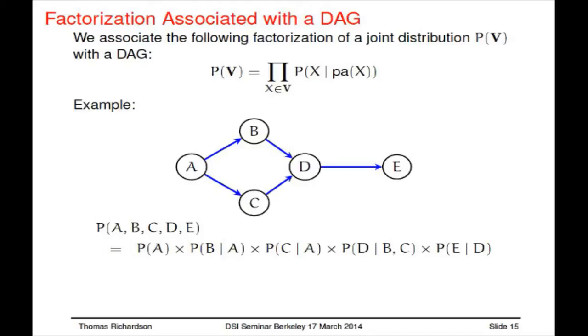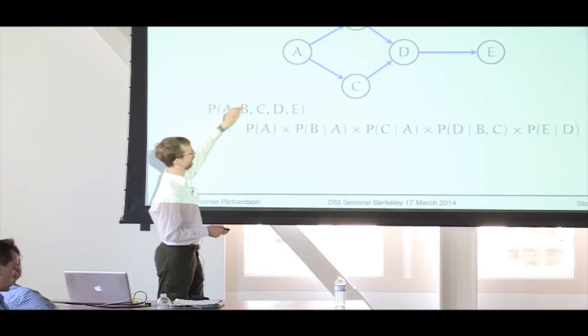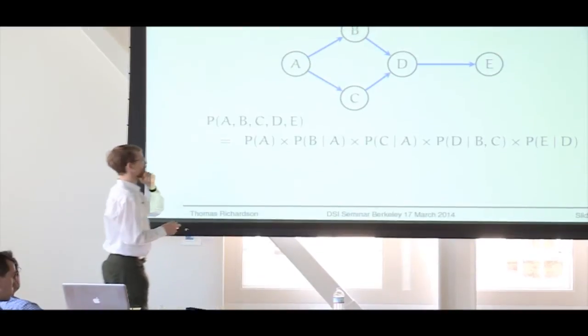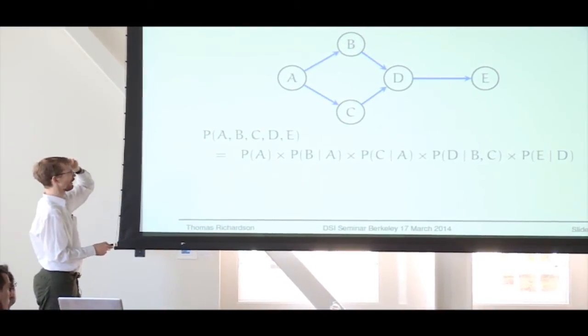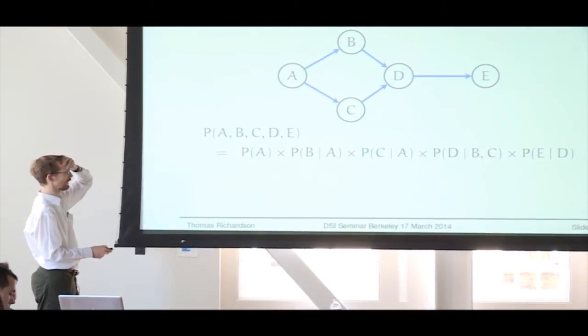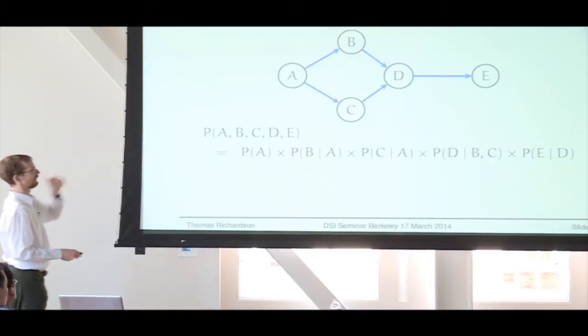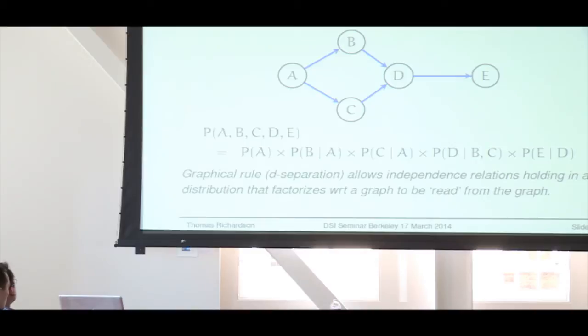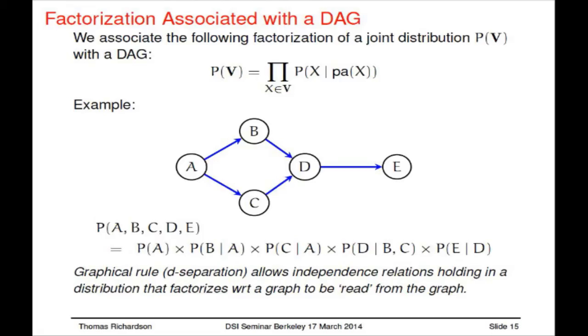So, for instance, if this is our graph, then we would associate with this graph a factorization into P of A, because A has no parents, P of B given A, C given A, D given B and C, and then E given D. And I should say I'm using graphical terminology here: if there's a directed edge from A, for example here from A to C, then A will be said to be a parent of C and C is a child of A.